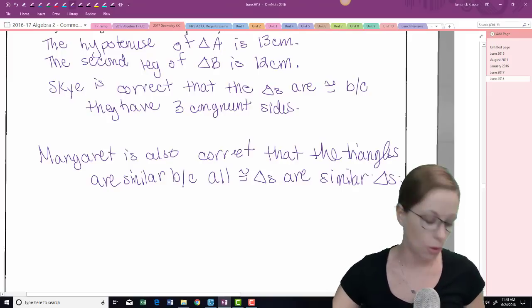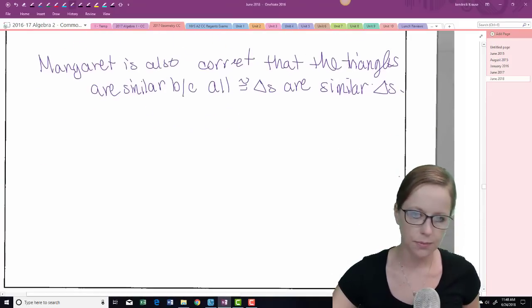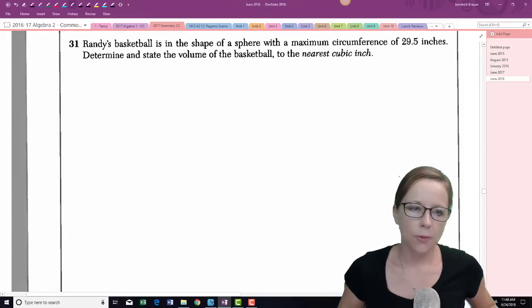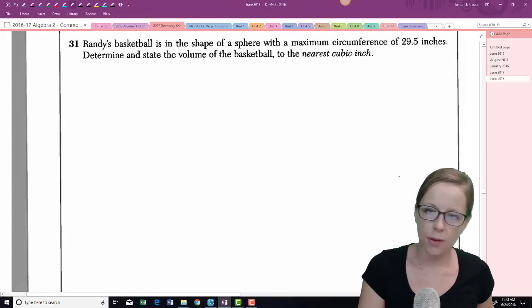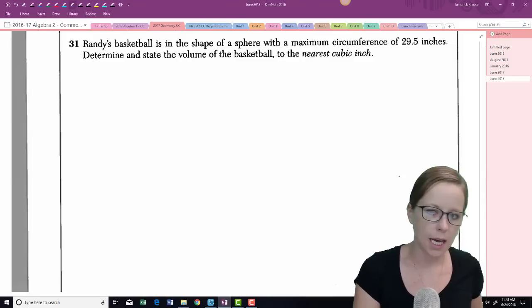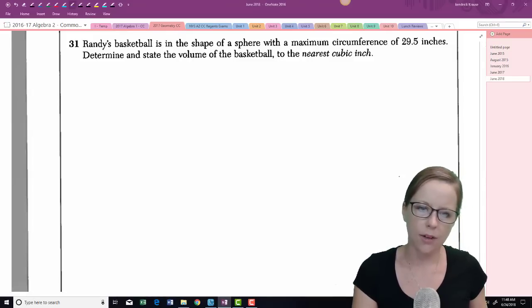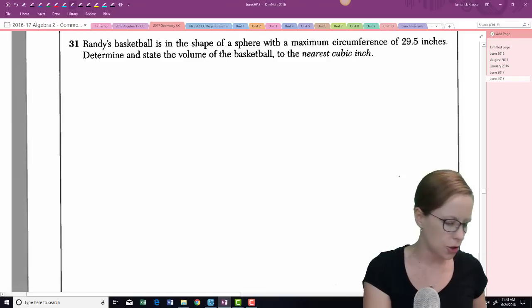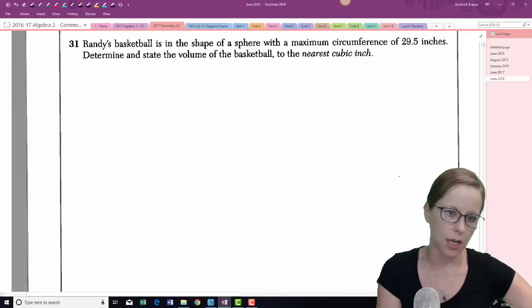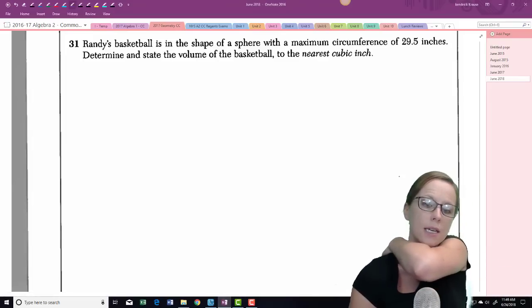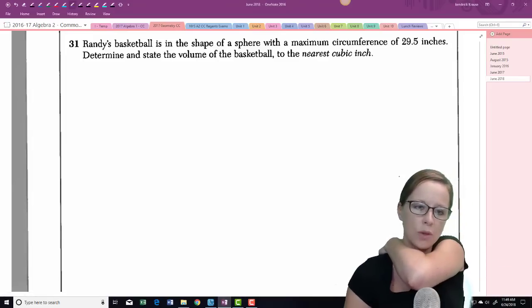I think that's what we learned there with the points awarded or not awarded. Okay, so Randy's basketball is in the shape of a sphere with a maximum circumference of 29.5 inches. Determine and state the volume of the basketball to the nearest cubic inch. We've got two things mentioned here, we have two vocabulary words, I guess, circumference and volume.